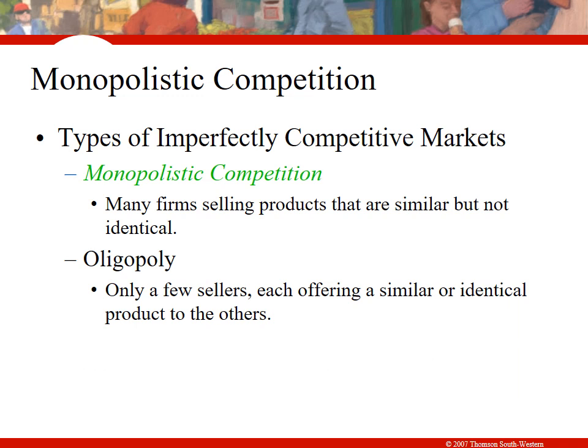Again, just to recap before we really launch into this, monopolistic competition is characterized by many firms, not as many as perfect competition. We're not talking thousands and thousands, but dozens, up to maybe 100 or so. Many firms selling products that are similar but not identical. That's what a monopolistically competitive market is. So let's begin.